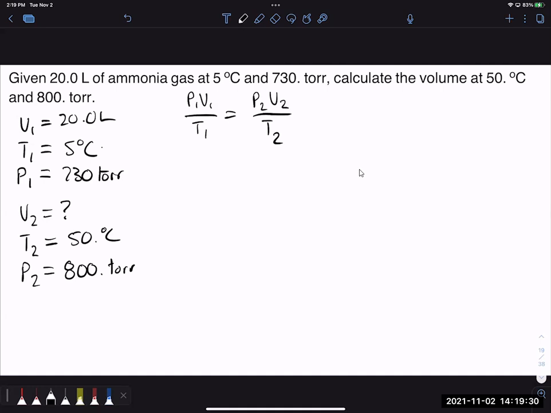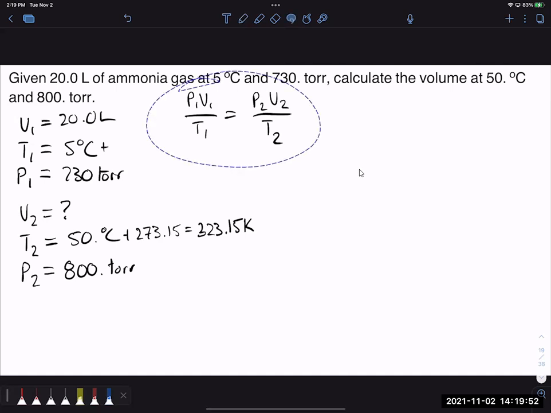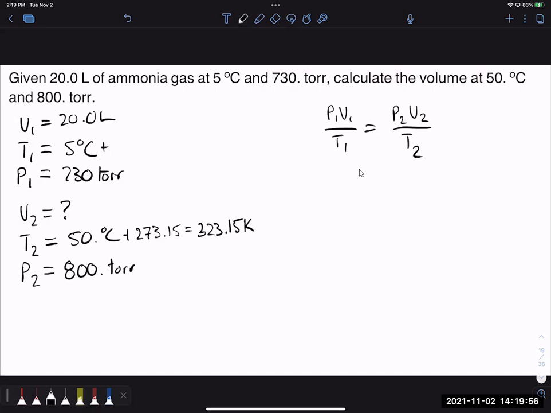Or actually, sorry, before we plug these in, let's calculate. This is going to be plus 273.15 because we want these in Kelvin. 50 plus 273.15, this will be 323 Kelvin. And this one will be 278.15. Oh, sorry. There we go. Adding 273, so we get 278.